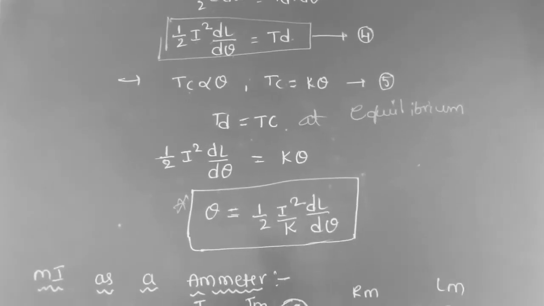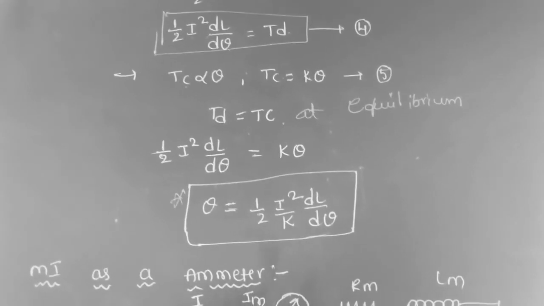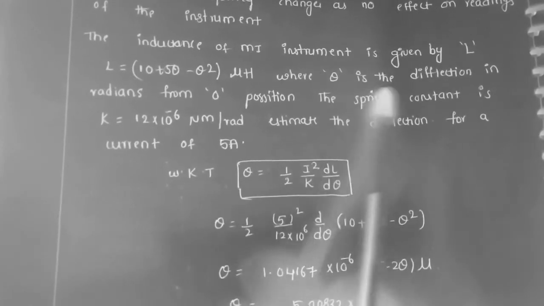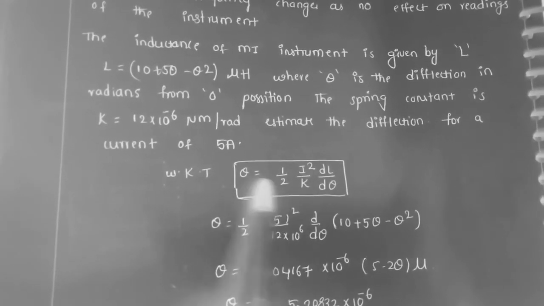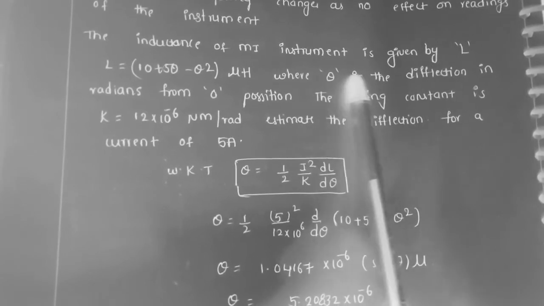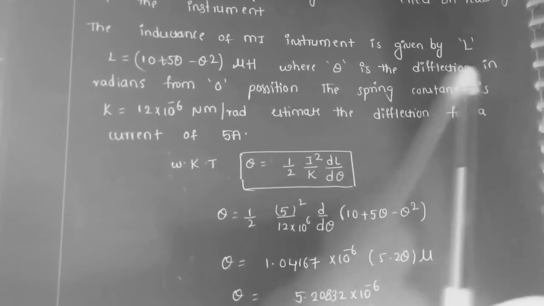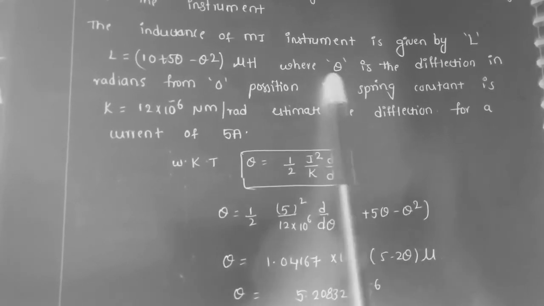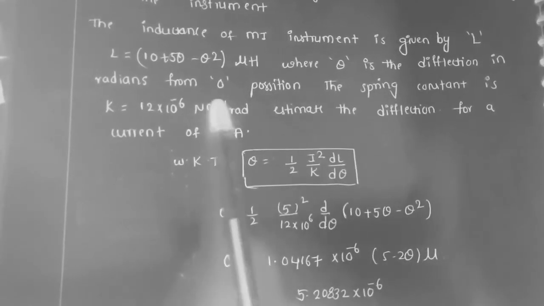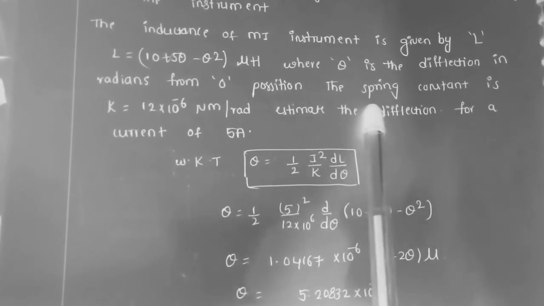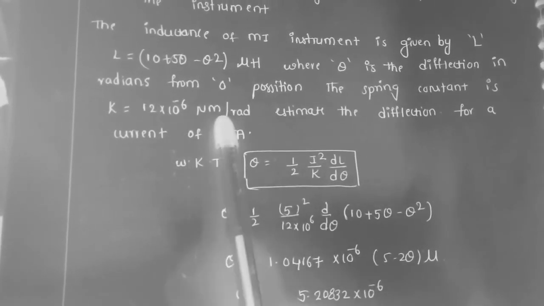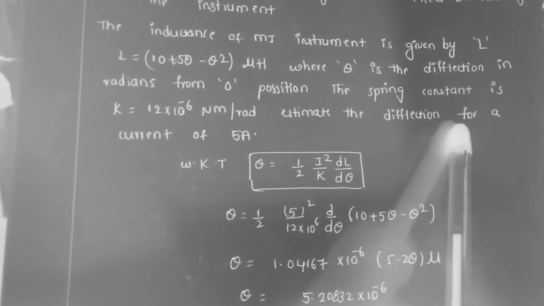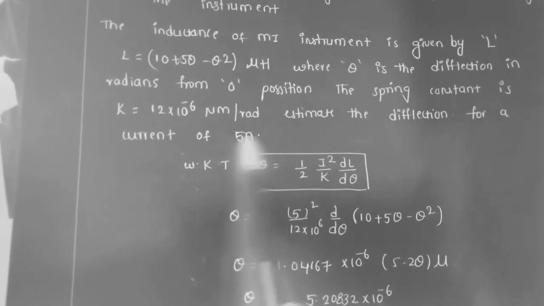Let us discuss some numerical problems based on deflecting torque and controlling torque. A small problem based on a moving iron instrument, deflecting torque and deflection angle. The inductance of a moving iron instrument is given by L equals 10 plus 5 theta minus theta square microhenries, where theta is the deflection in radians from zero position. The spring constant is K equals 12 into 10 power minus 6 newton meter per radian. Estimate the deflection for a current of 5 amps. This is the problem.